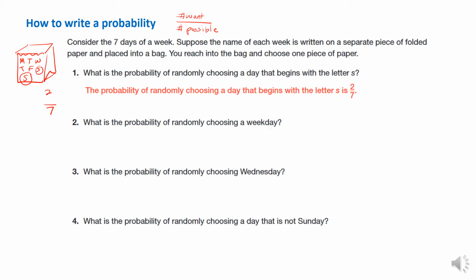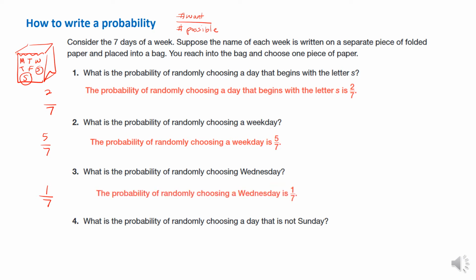What is the probability of randomly choosing a weekday? Your total again is 7, but now we have 5 possibilities. Okay? What is the probability of randomly choosing Wednesday? Again, we have 7 possibilities, but there's only 1 Wednesday. What is the probability of randomly choosing a day that is not Sunday? Again, 7 possibilities and 6 days that are not Sunday. So hopefully that helps you understand that concept a little bit better.